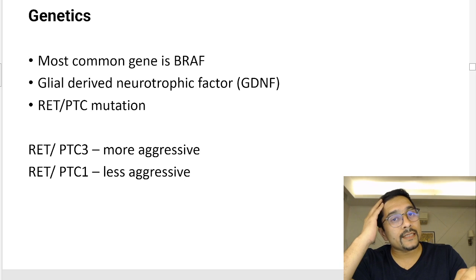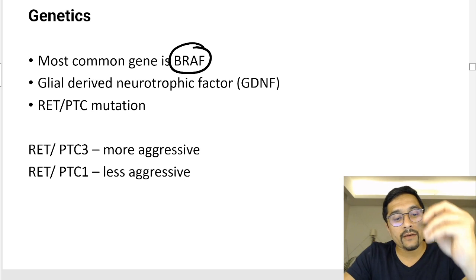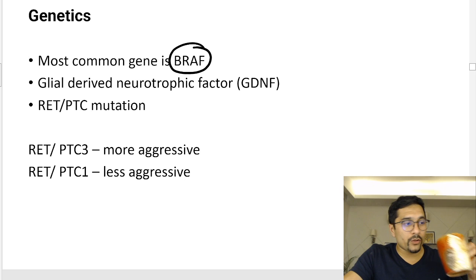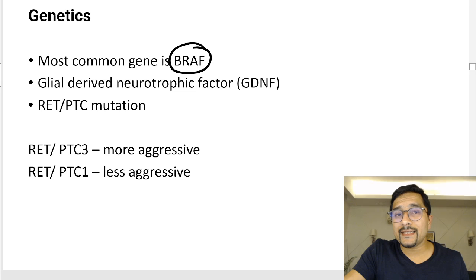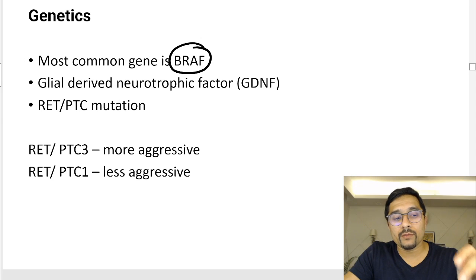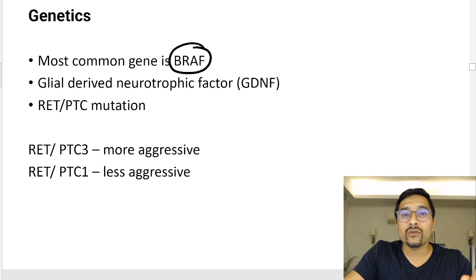Papillary thyroid cancer is the most common thyroid cancer. The most common gene mutated is BRAF. RET can also be mutated. If you have RET PTC3 mutation, these tumors are more aggressive as compared to RET PTC1 tumors.